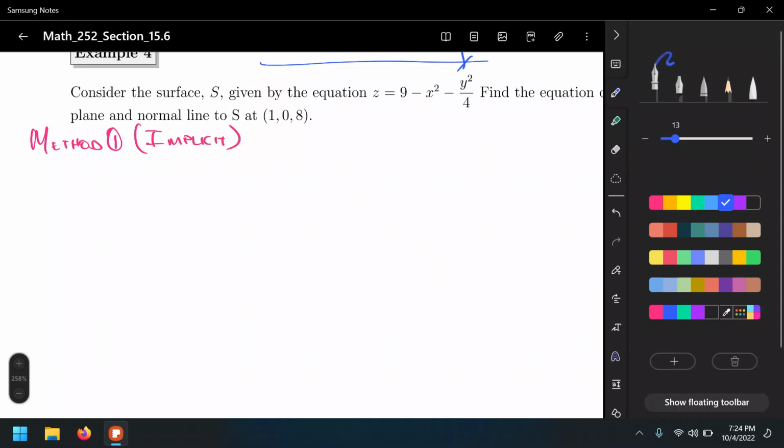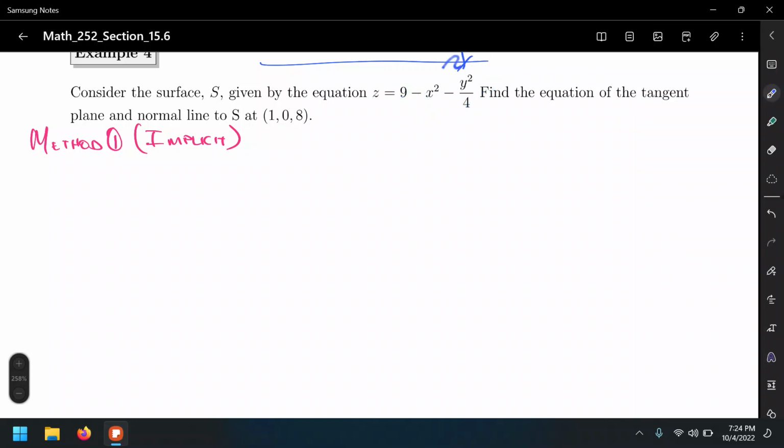So we need to write a function. That is, move all these terms to the left hand side, in alphabetic order: x squared plus y squared over 4 plus z minus 9 equals 0, which defines the big F function. All right? So what are we going to do?